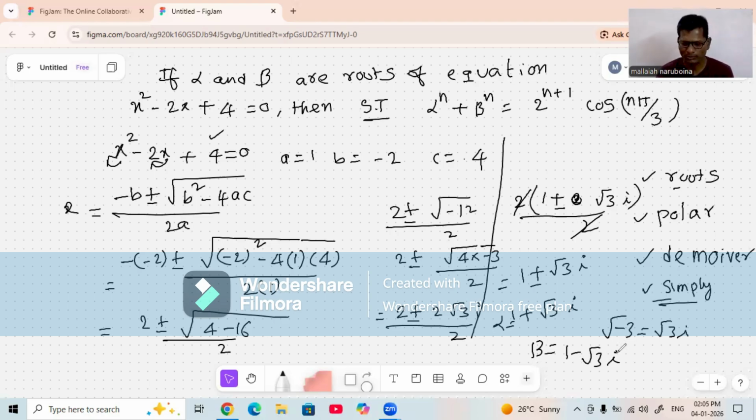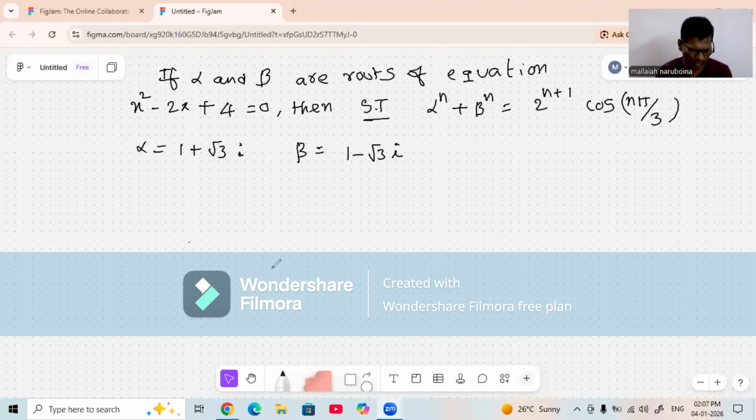These are complex roots. Now for this alpha and beta, we have to find the polar form. Now we got alpha and beta values. These are roots of this equation, x square minus 2x plus 4. Now the mod amplitude form we have to write. The mod amplitude form of 1 plus root 3 i we have to find.